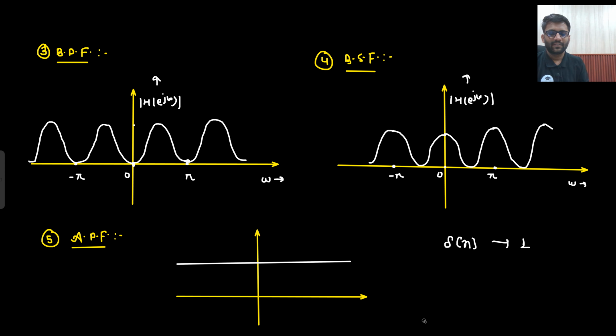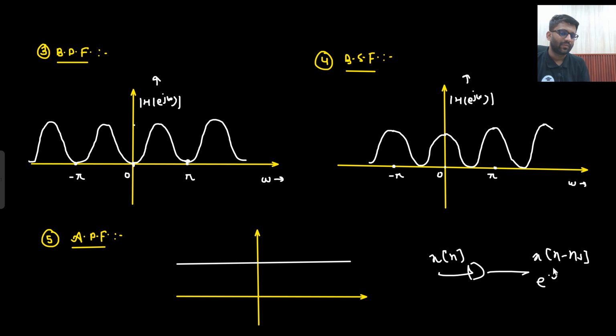Right. Or I told you about the delay. The same thing, just the delay. Here your x of n is there, and this will be x of n minus n naught. So e to the power minus j omega n naught times X of e to the power j omega would be equal to Y of e to the power j omega. So what would be your H of e to the power j omega? That will be e to the power minus j omega n naught.